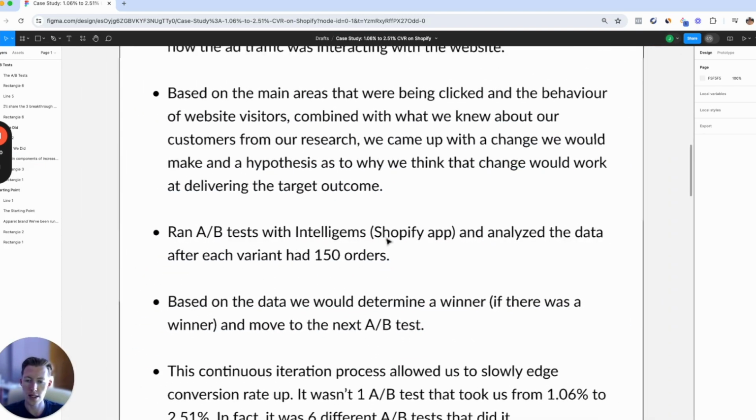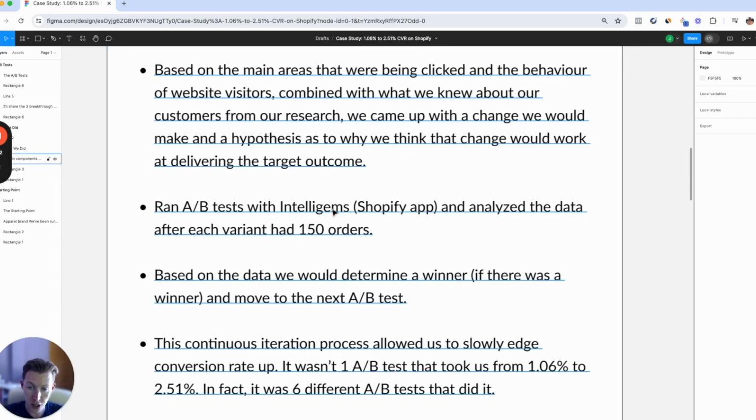So next up, we ran A/B tests with Intelligems. Intelligems is a Shopify app. If you're looking for an alternative to Google Optimize, since the sunset of Google Optimize, then I would recommend Intelligems. We've tried different ones, different Shopify apps. This is the best one we found, right?